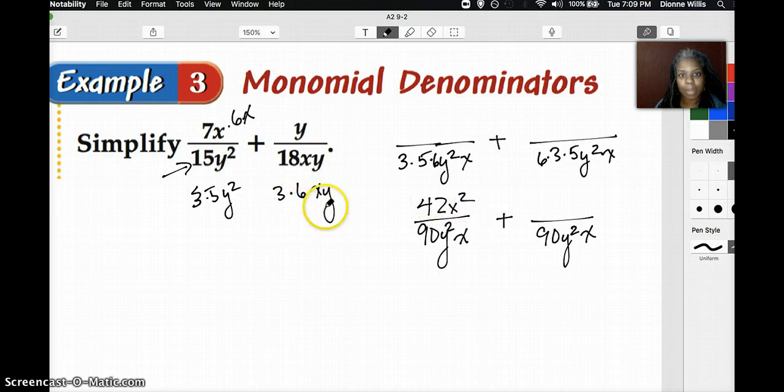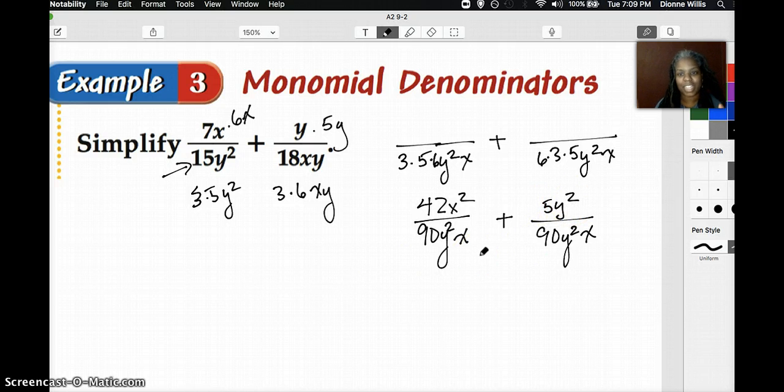Over here, what did I multiply this original denominator by in order to get this new one here? Well, we already had the 3 and the 6 and the x and the y, but we added a 5 and a y. So I'm going to multiply 5y here. And so when I do that, I get 5y squared.